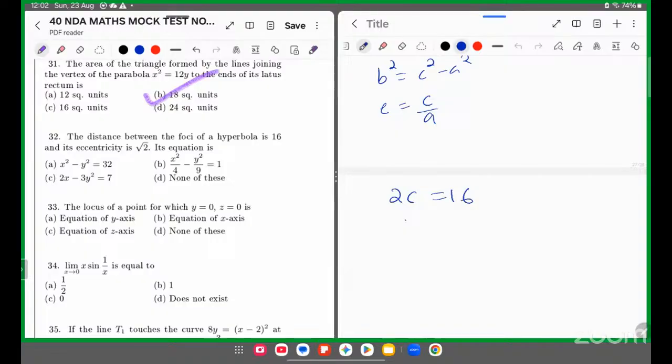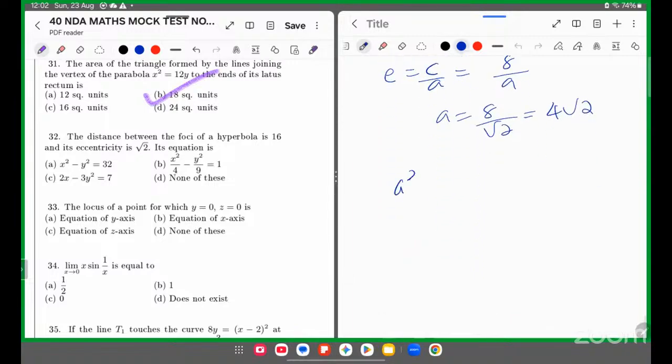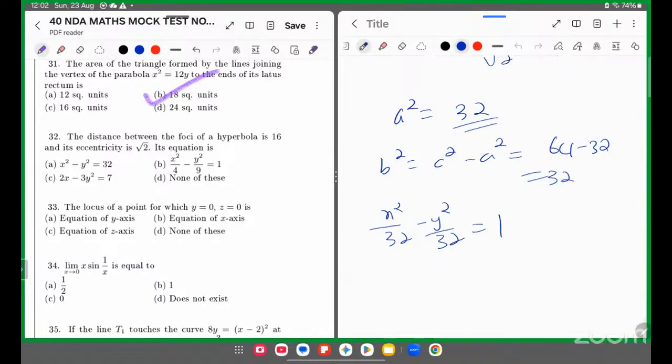2c is given as 16, so c is 8 and e is equal to c by a. So 8 by a, so a can be written as 8 upon root 2. It will become 4 root 2. So a square can be written as 32. And b square equal to c square minus a square. So 64 minus 32 becomes 32. So x square upon 32 minus y square upon 32 is the equation of the hyperbola. That means x square minus y square is equal to 32 will be the answer. So option A is the correct answer.